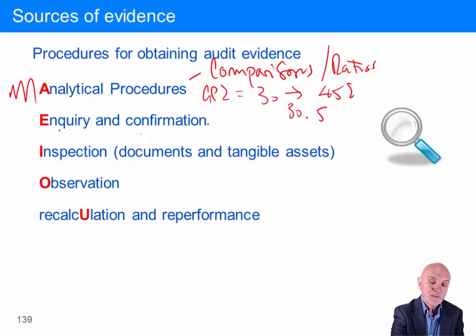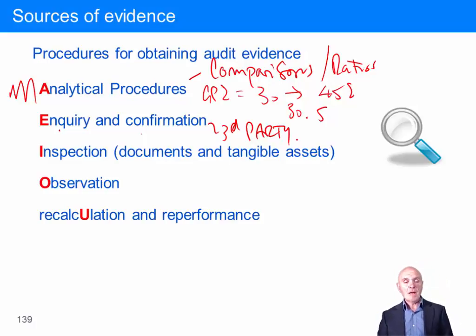Confirmation tends to be a term used if you get basically evidence from a third party. So in assessing how accurate the receivables ledger is, it's common for both internal and external auditors to do what they call receivables circularization. In other words, you write to your customers and say, did you owe us, say, $2,500 at the 31st of December?